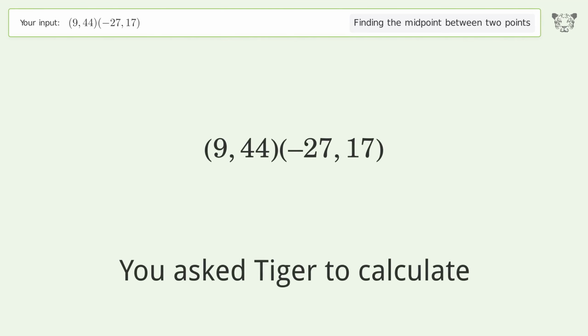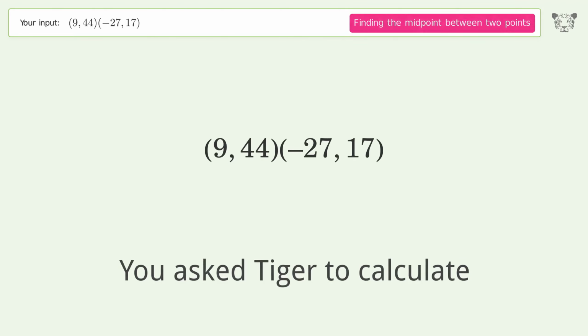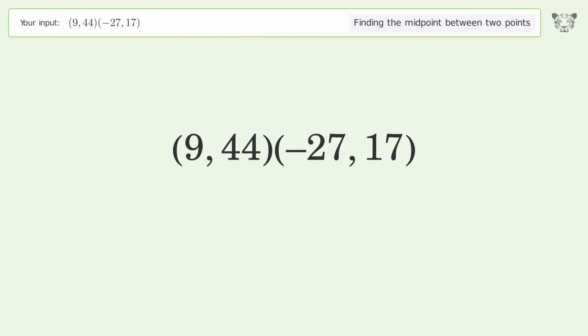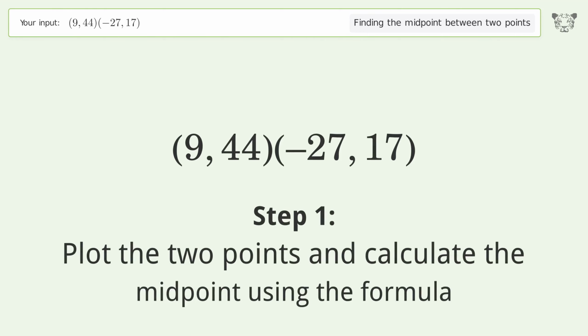You ask Tiger to calculate. This deals with finding the midpoint between 2 points. The midpoint between the 2 points is -9, 30.5. Let's solve it step by step. Plot the 2 points and calculate the midpoint using the formula.